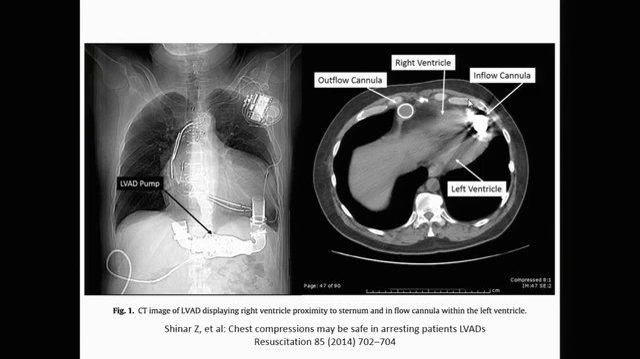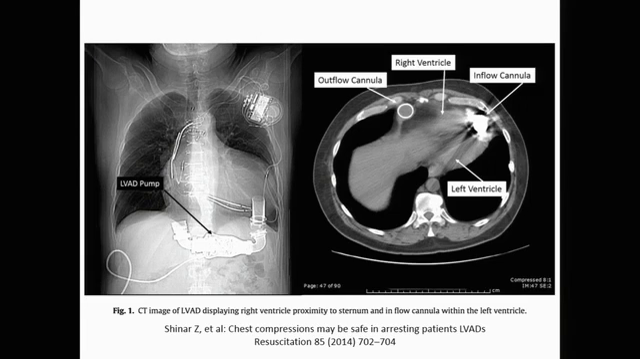This is a very nice image from that paper. What it demonstrates is that the RV is right there where you need it to be. So the RV is the target of your perfusion. It's right there. You can compress it with chest compressions. So don't hesitate to give chest compressions to somebody who's got an LVAD, particularly if it's been in for a while. These modern LVADs are so small, you're probably not going to dislodge any of these cannulae.